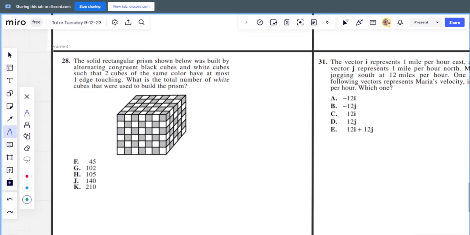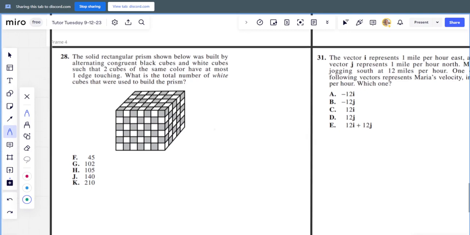ACT problem number 28. The solid rectangular prism shown below was built by alternating congruent black and white cubes such that two cubes of the same color have at most one edge touching. What is the total number of white cubes that were used to build the prism? I don't know, what do you guys think? Take a look. I think this one, if you know the trick, it's not too bad.